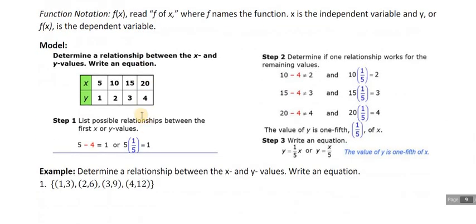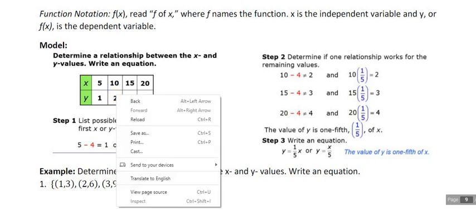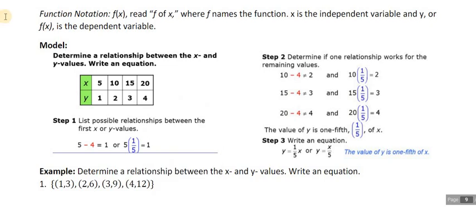So f of x is a fancy version of saying y, and that is the dependent variable. So our first couple problems, we're going to try to determine a relationship between our x and y values. So we're just going to try to think, okay, do I add or subtract the same number from one x to get to its y, the next x to get to its y? Or am I multiplying, dividing by something? Maybe I multiply and then do some addition or subtraction.